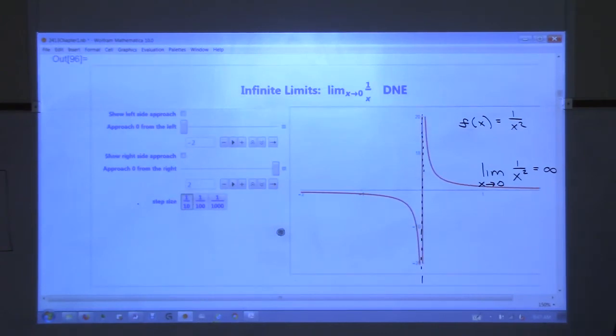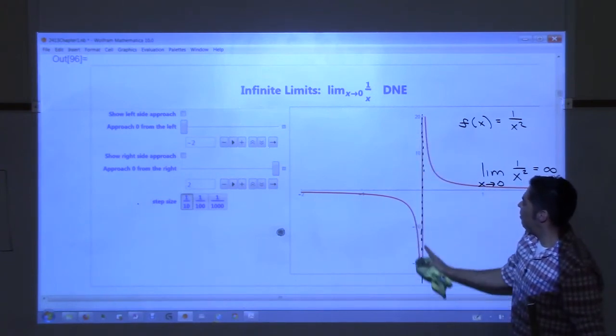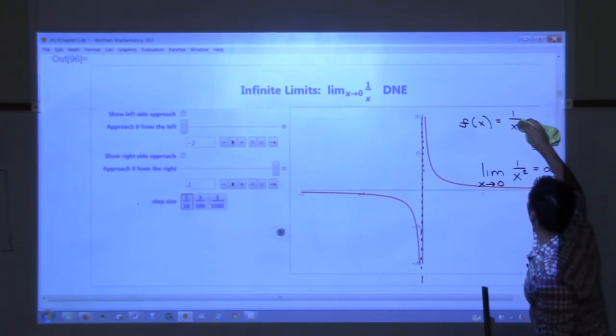Okay. So this right here, this is not solid. I told you all that first day. This is the computer making mistakes. So I have a dotted line there. This is the function just 1 over x.